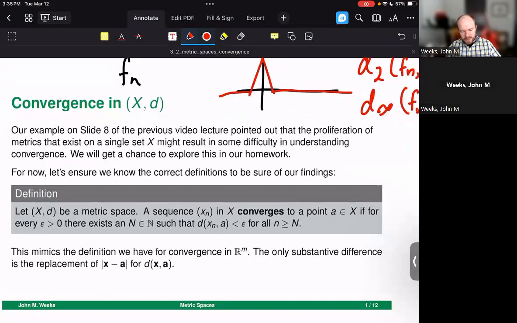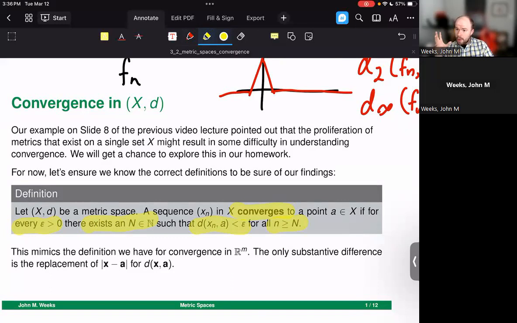Let's first take a metric space, (X, d). Remember, a metric space for us is a set together with a metric function d. And we'll see a sequence x sub n in X converges to a point a inside of X if for every epsilon greater than 0, there exists an N in the natural numbers such that whenever n is greater than or equal to N, the distance between x sub n and a is less than epsilon. Let's talk about some of the similarities here first.